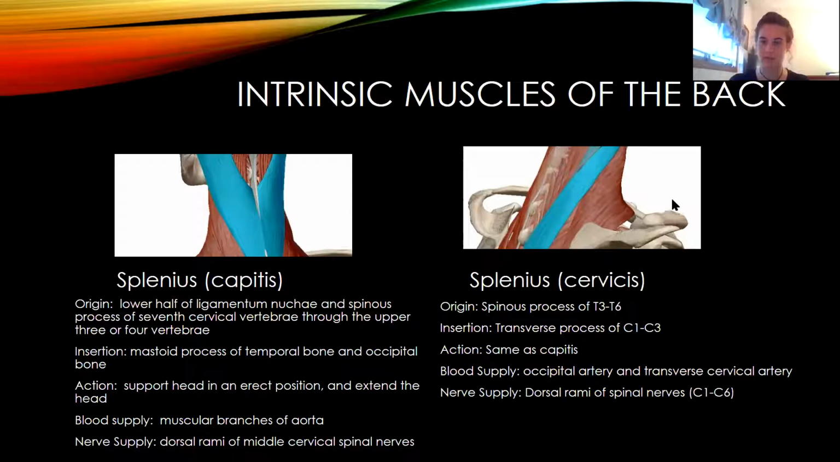Next we have the splenius cervicis. The origin is the spinous processes of thoracic vertebrae 3 through thoracic vertebrae 6. The insertion is the transverse processes of cervical vertebrae 1 through 3. The action is the same as the capitis, keeping the head in an erect position and extending the head as well. And then the blood supply is the occipital artery and transverse cervical artery. Nerve supply is the dorsal rami of spinal nerves.